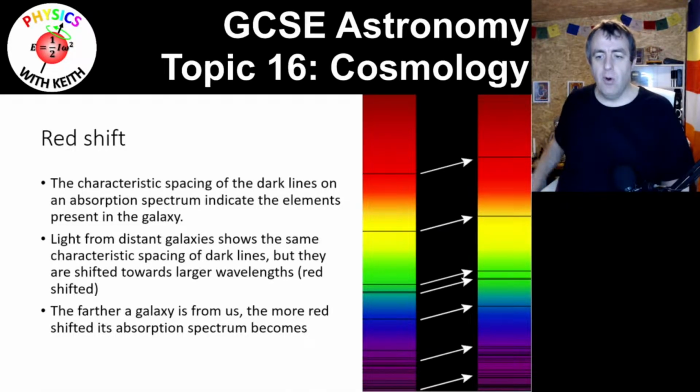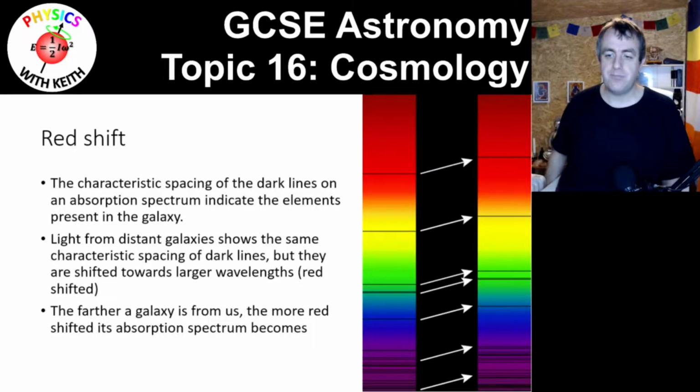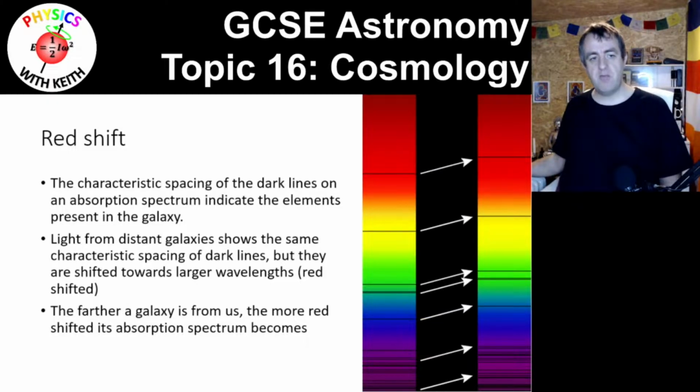And it turns out the more distant a galaxy is, the more the increase in wavelength of the dark lines that would correspond to the absorption lines for hydrogen. And we know they would correspond because of the relative spacing of those lines. So we call this effect redshift. Now, how does redshift work?